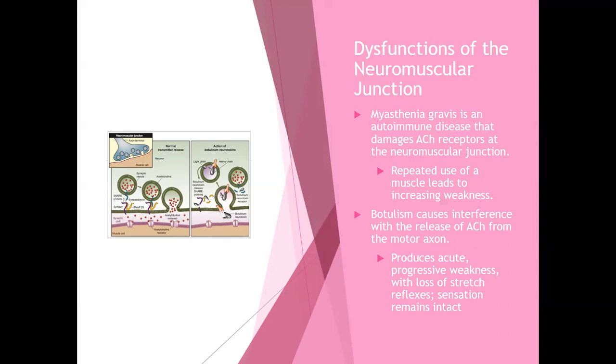Botulism causes interference with the release of acetylcholine from the motor axon, or if you get Botox injections. So you can get the cosmetic injections that people get so they don't have wrinkles in their forehead.